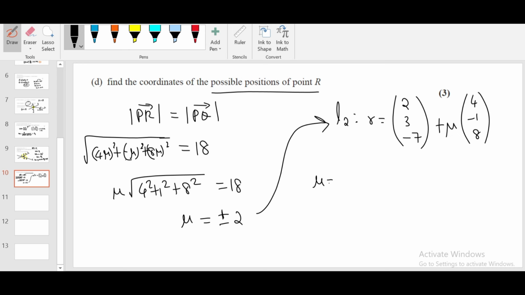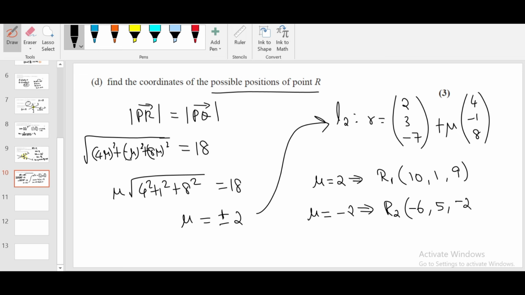So when you sub in mu is equal to positive 2, the point R, I'm going to take it as R1, would be: replace mu by 2 here. So 2 plus 8 is 10. 3 minus 2 is 1. Minus 7 plus 16 is 9. When you sub in mu is equal to minus 2, I'm going to take it as R2. 2 minus 8, 3 plus 2, and then minus 7 minus 16. These are the two possible positions of R.